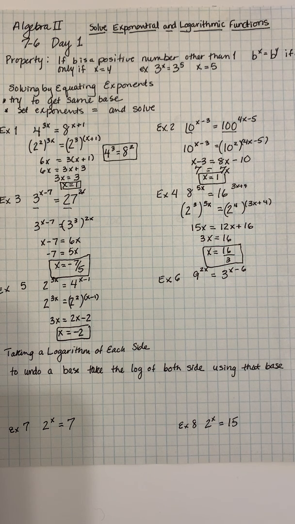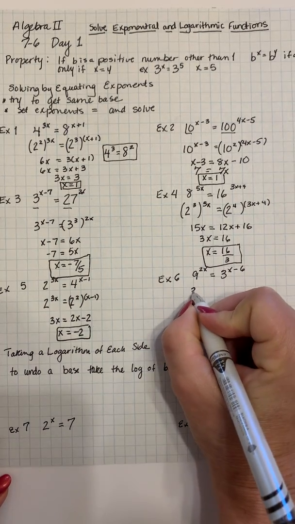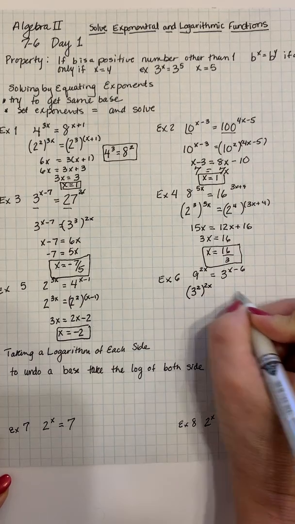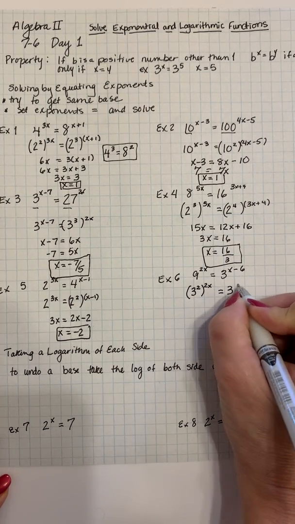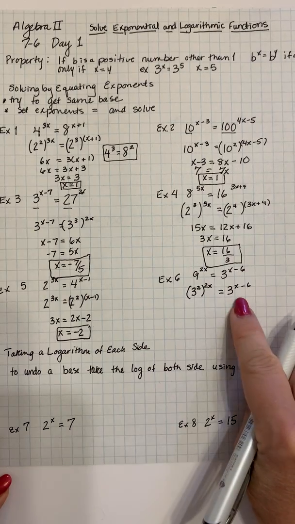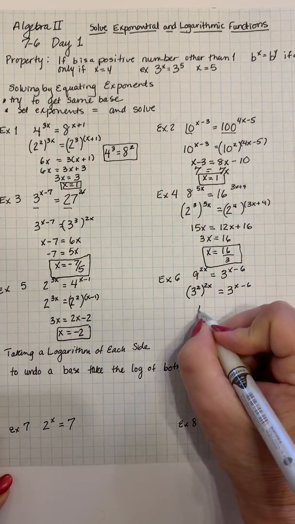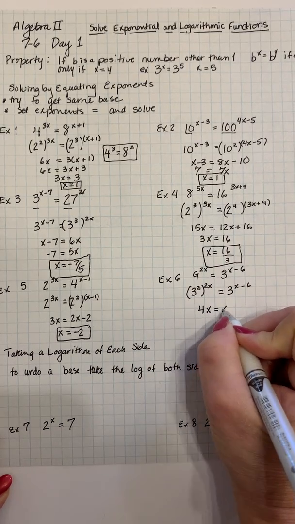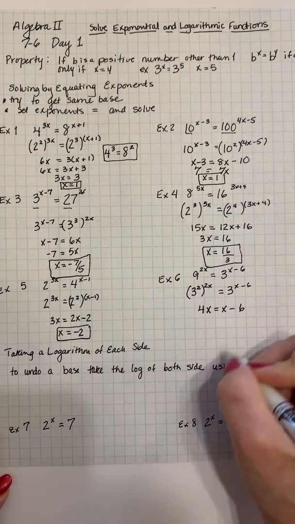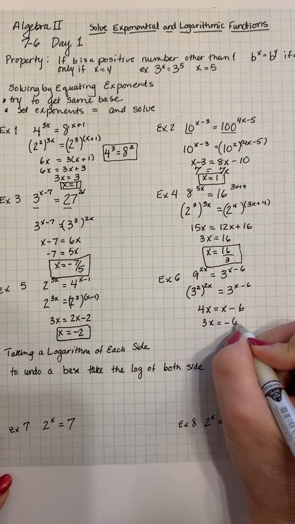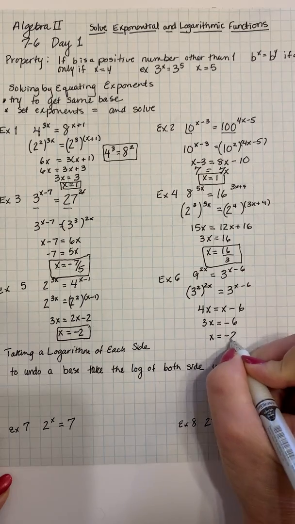All right, think about what you would use for the base for number 6. 3 would be right. 3 squared, then that gets raised to the 2x is equal to 3 to the x minus 6. We don't have to do anything with that one. That one works out nicely. So we're going to have 2 times 2x is 4x is equal to x minus 6. Subtract an x from both sides. 3x equals minus 6, so x equals negative 2.